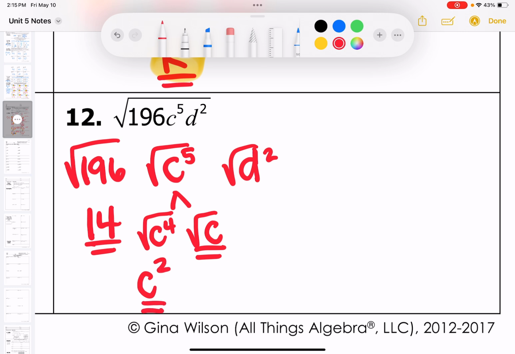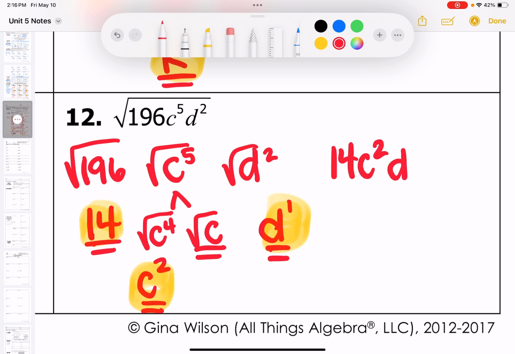Then lastly, square root of d to the 2nd power. That can be simplified because 2 is an even number. So 2 divided by 2 is 1, so that leaves me with just d to the 1st. So now, everything not under a square root is written first. And then everything still under the square root goes at the end.